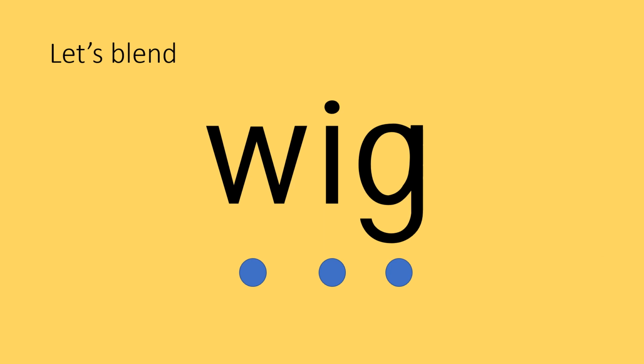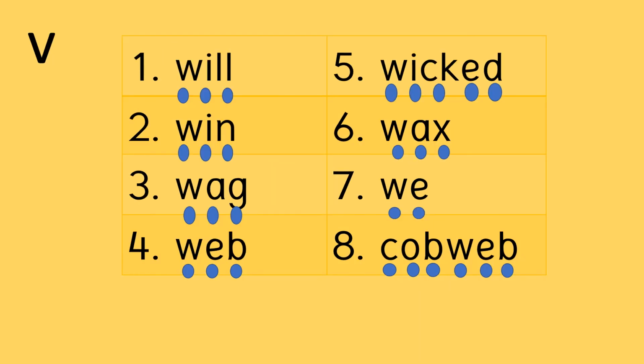Okay, let's blend together. We've got w, i, g, wig. Your turn. Excellent. So super blending. Now let's have a few more words on the screen so we can blend some more. W, i, l. Number one. So we've got w, i, l, will. Your turn.